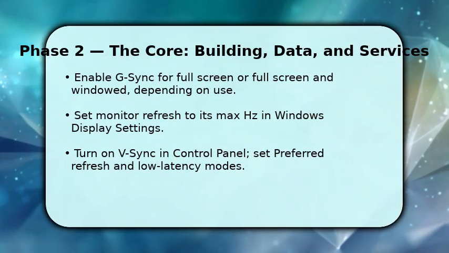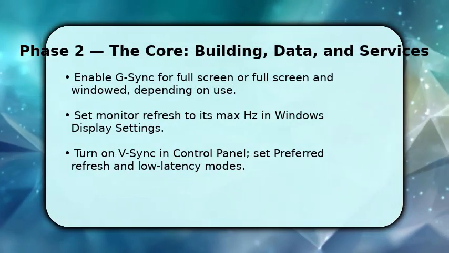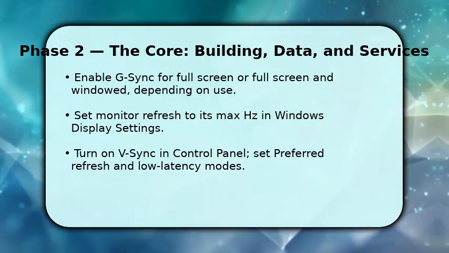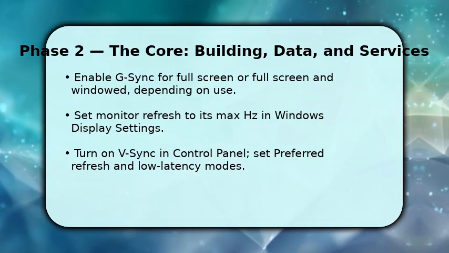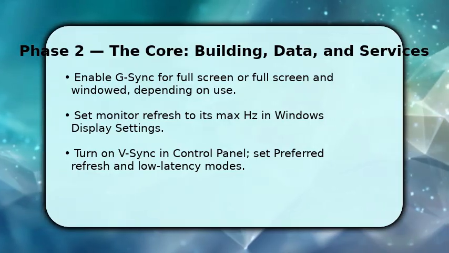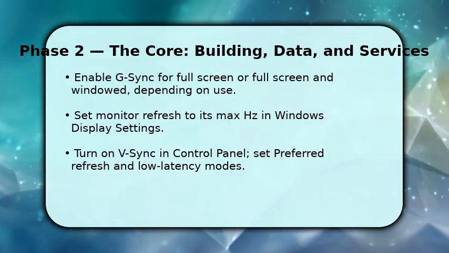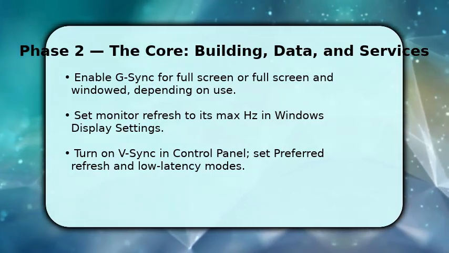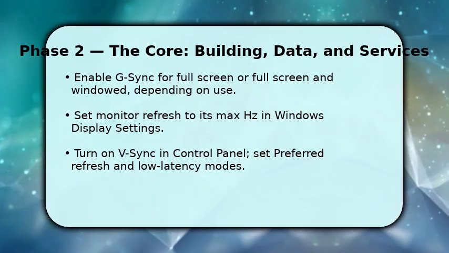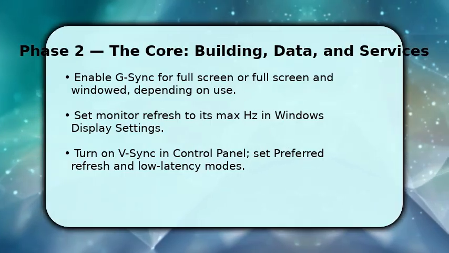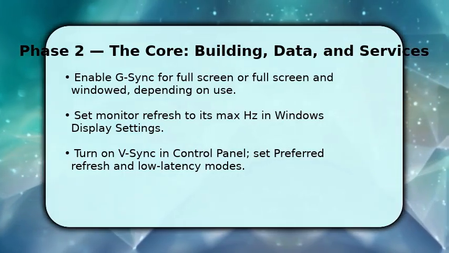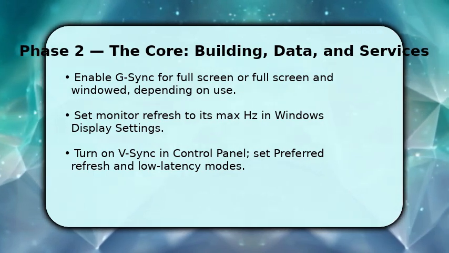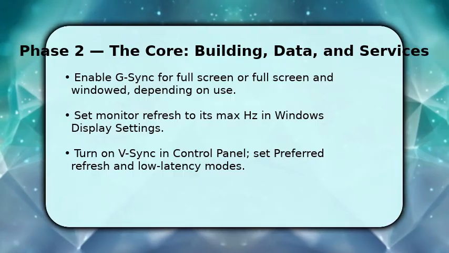Now configure the detailed options so G-Sync behaves predictably. You should set your Windows refresh rate to the monitor's maximum hertz to give G-Sync the full range. In Nvidia Control Panel, enable G-Sync for full screen or for both full screen and windowed if you use borderless games. Make sure VSync is enabled in the control panel to prevent tearing when your FPS exceeds refresh, and switch to low latency mode if microstutter appears. These tweaks harmonize output and latency.